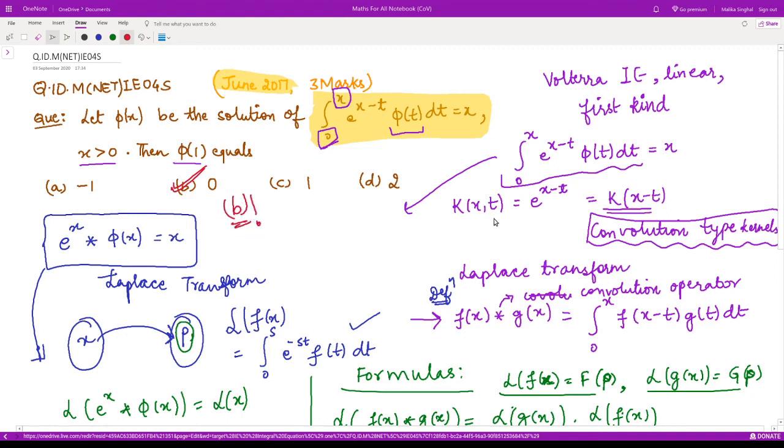In this video, you just have to know what the convolution operator is. You just have to see whether the kernel is in this form. Moreover, you should remember the formulas of Laplace transform.